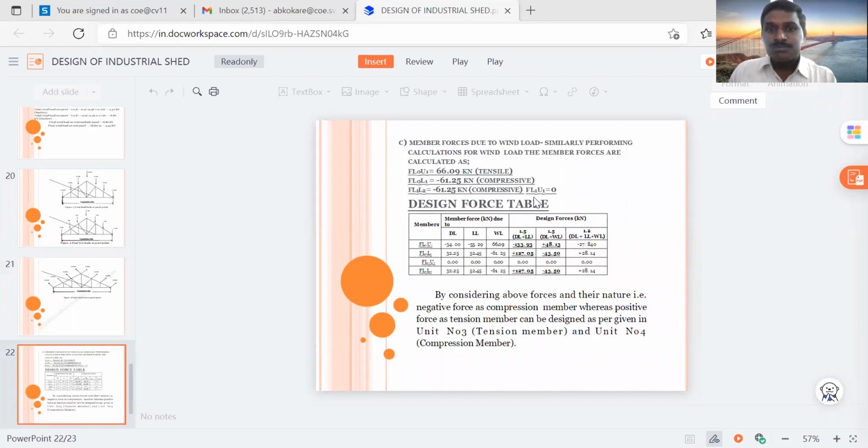Similarly, by considering this force and the procedure for design of tension member and design of compression member, we have to design this member manually or by software.